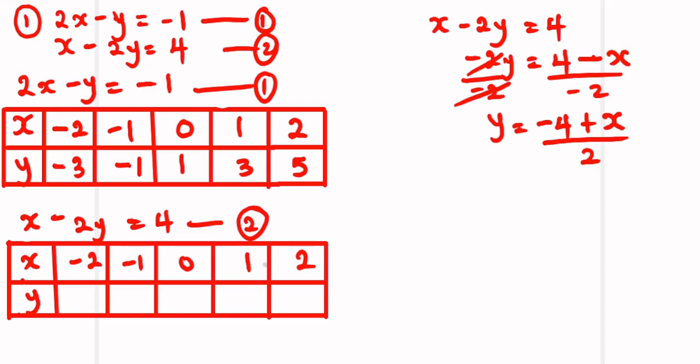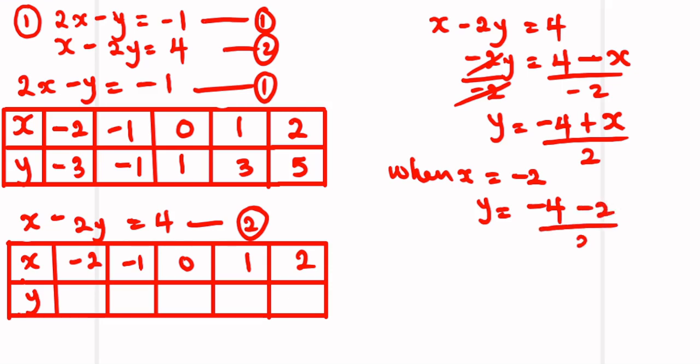Now we're going to substitute the value for x in this equation. That's y equals to minus 4 plus x all over 2 to get the value for y. So now the first thing is when x is equals to minus 2. So our y is equals to minus 4, x is going to be minus 2 all over 2, which is going to be minus 4 minus 2 is minus 6 all over 2. So minus 6 all over 2 is going to give us minus 3. So now when x is minus 2, y is minus 3.